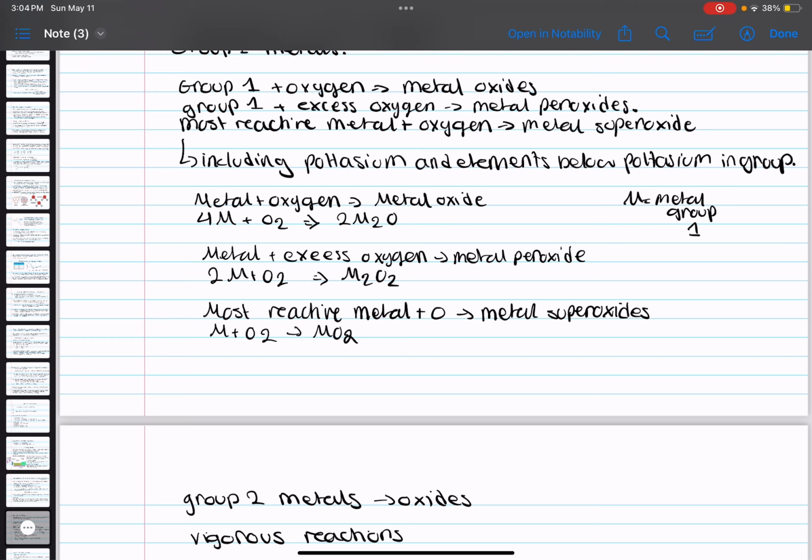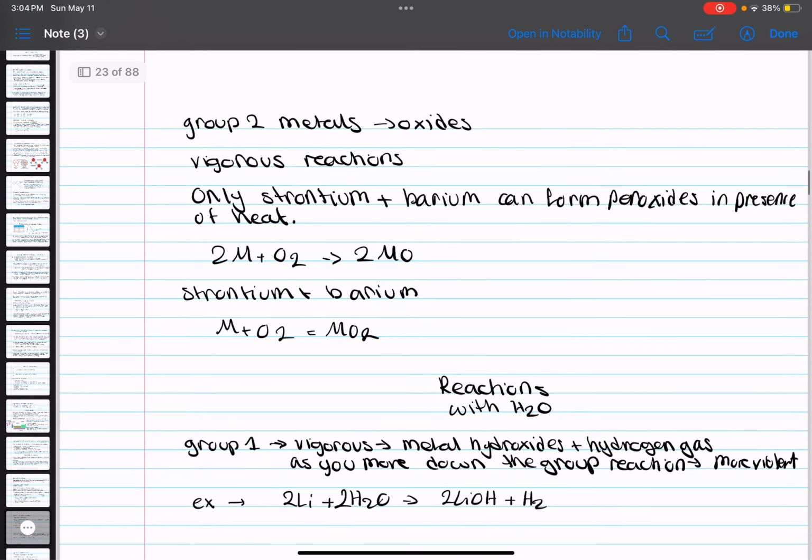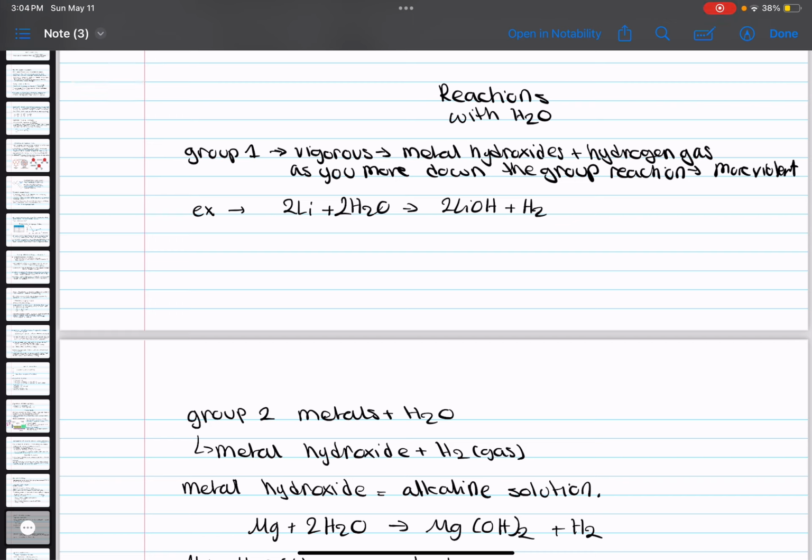And then the most reactive metals plus oxygen give you metal superoxide, which is M plus O2 giving you MO2. So group 2 metal oxides are very vigorous reactions. Only strontium and barium can form peroxides in the presence of heat. So 2M plus O2 gives you 2MO, and strontium and barium actually make M plus O2 to give you metal peroxide. Reactions with water: group 1 is a vigorous reaction, giving metal hydroxides and hydrogen gas.